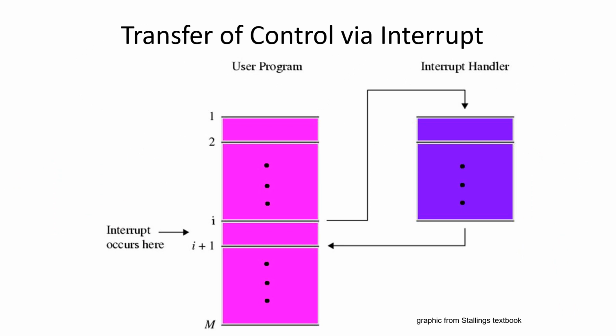This graphic from the textbook shows the user program on the left, where the program is executing sequentially from instruction 1 all the way up to instruction I. Then an interrupt occurs. It jumps off and runs in the interrupt handler. And when it's done executing in the interrupt handler, it comes back and continues running the user program just as if nothing had happened.